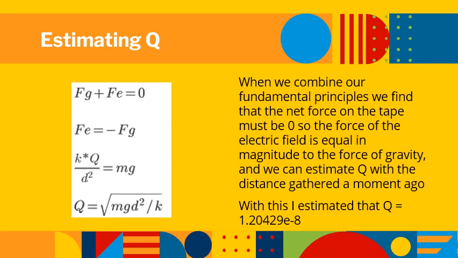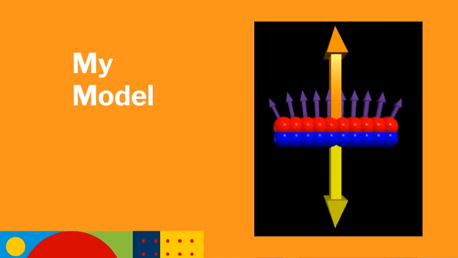This value will be used in the next section. And here is how I estimated Q. When we combine our fundamental principles, we find that the net force on the tape must be zero. So the force of the electric field is equal in magnitude to the force of gravity, and we can estimate Q with the distance gathered a moment ago, along with algebraically rearranging the formula you can see on the left-hand side. And with this, I was able to estimate that Q equals 1.2 times 10 to the negative 8th coulombs.